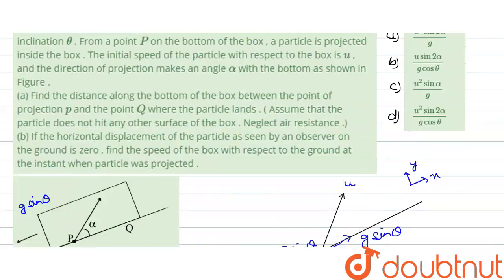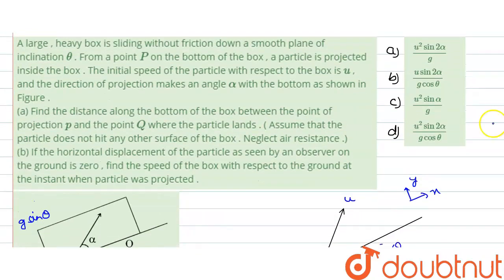So which is the correct option for this? u squared sine 2 alpha divided by g cos of theta. That means D would be the correct option for part A.